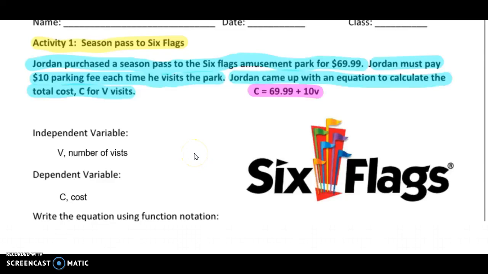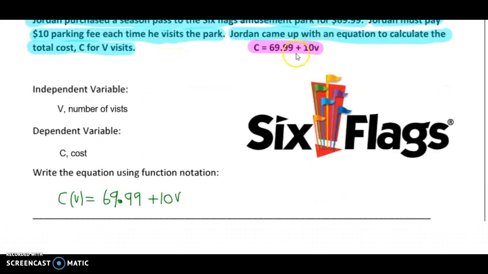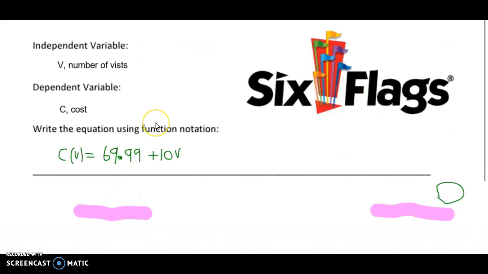Welcome back. So we were calculating the cost of number of visits to the Six Flags, and we said the independent variable is number of visits and the dependent variable is the cost, because the cost depends on the number of visits. We also wrote this equation in function notation. So C of V is equal to 69.99 plus 10V.